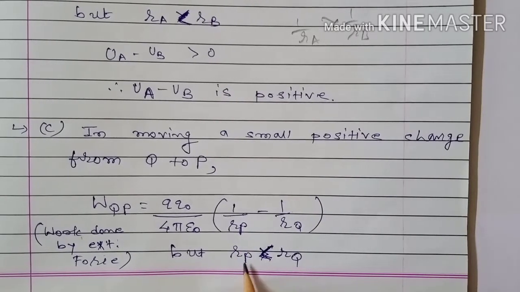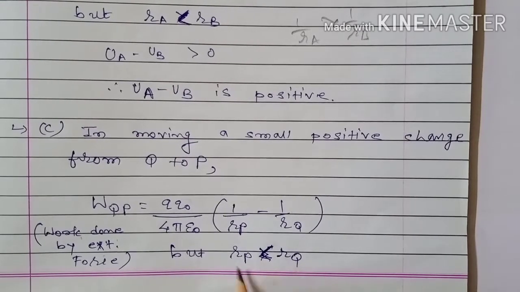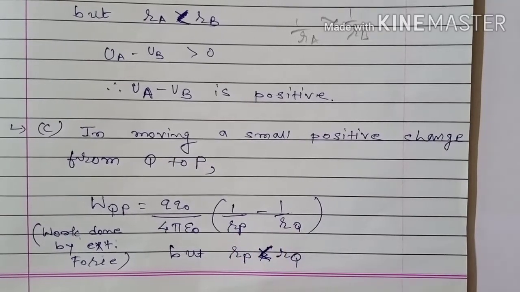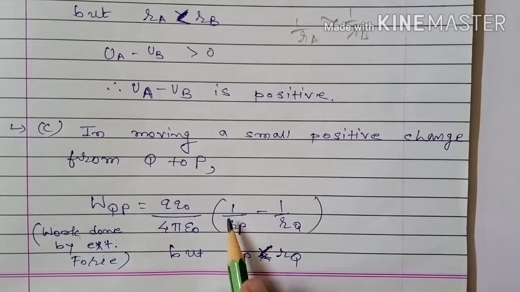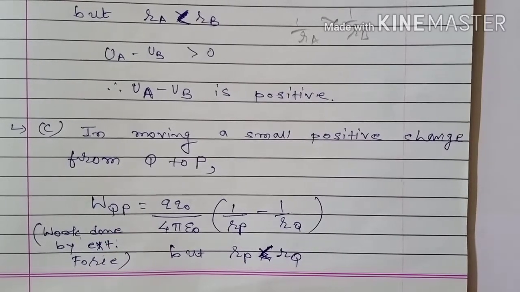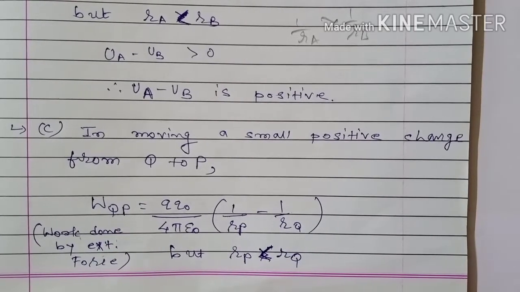From the figure it is clear that Rp is less than Rq. If Rp is less than Rq, then 1 upon Rp is greater than 1 upon Rq. It means this first term is greater than the second term. Then the value of this bracket will be positive. So work done by the external force is positive.